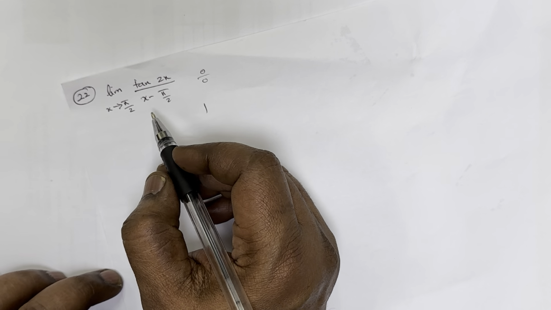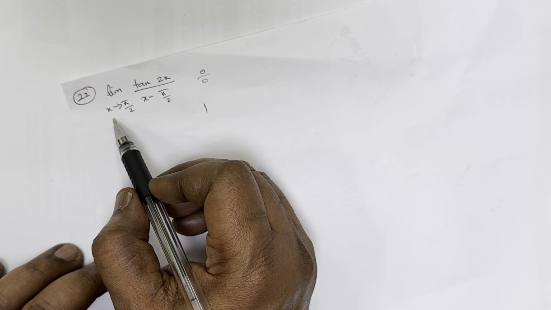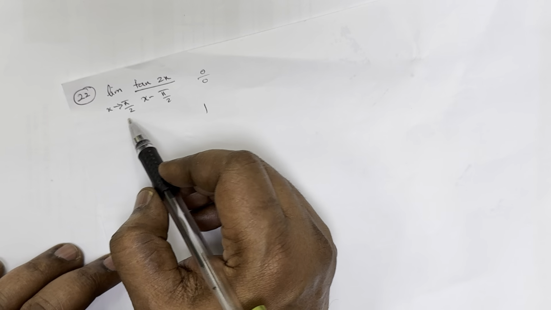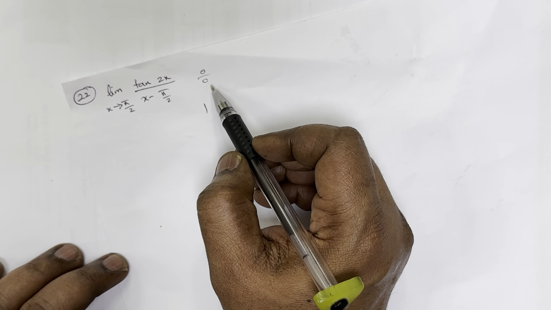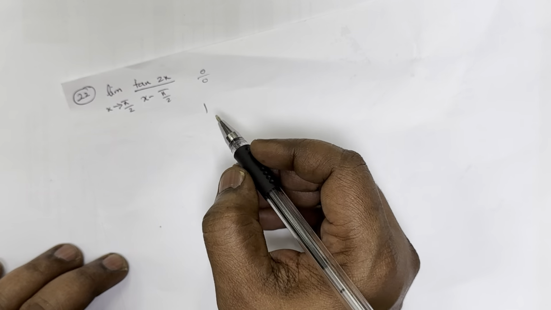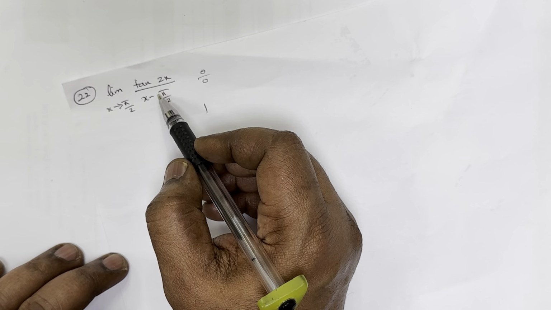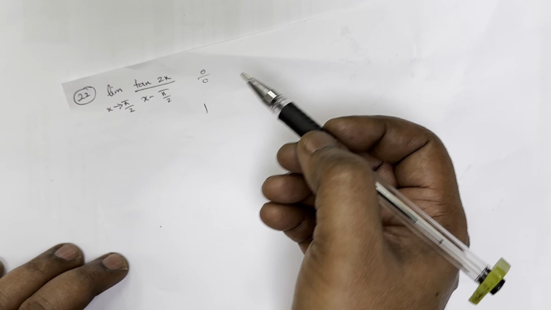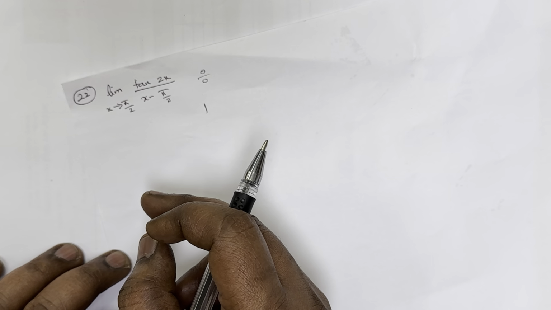Okay, let's do the 22nd. That is limit tan 2x upon x minus pi by 2, where x approaches pi by 2. Now we see, as you apply the value of pi by 2 to the function, you get 0 upon 0, which is indeterminate form. So we have to change this function so that we can solve and find the limit by using the theorems. We have two methods, so we'll look into both the methods.